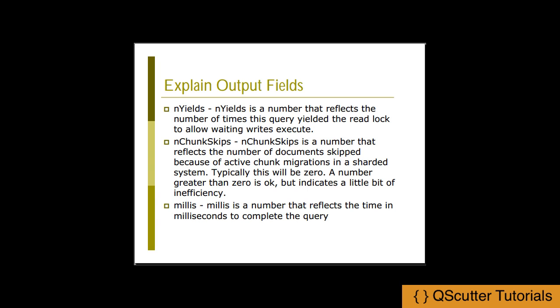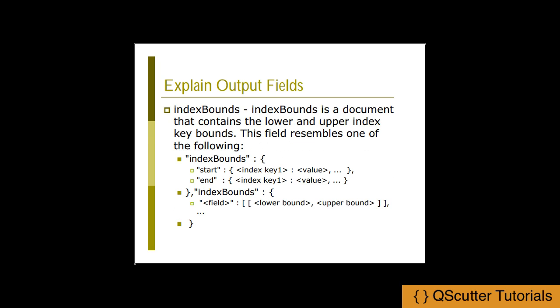nChunkSkips is a number that reflects the number of documents skipped because of active chunk migrations in a sharded system. Typically, this will be 0. A number greater than 0 is okay, but indicates a little bit of inefficiency. millis is a number that reflects the amount of time it took to complete the operation.